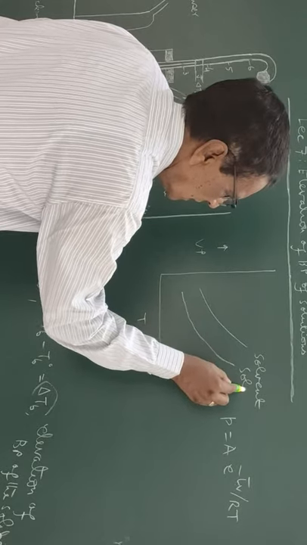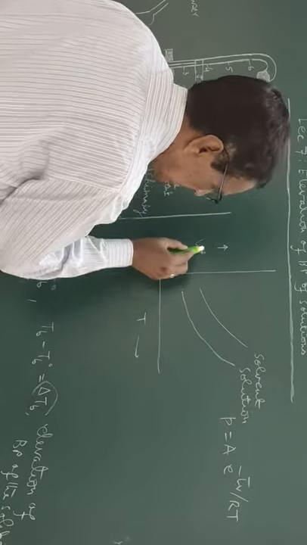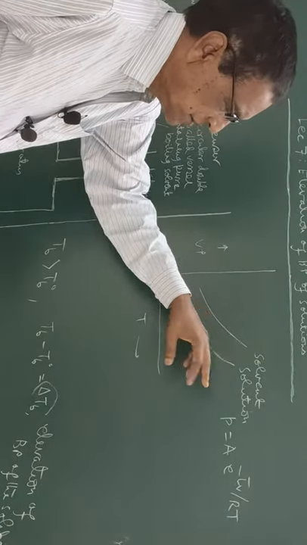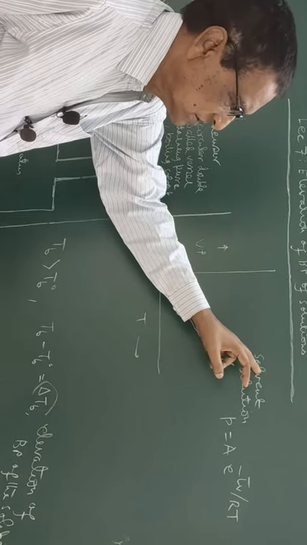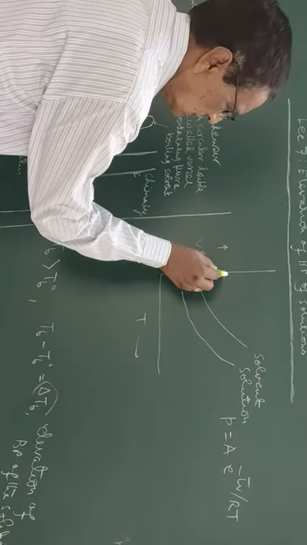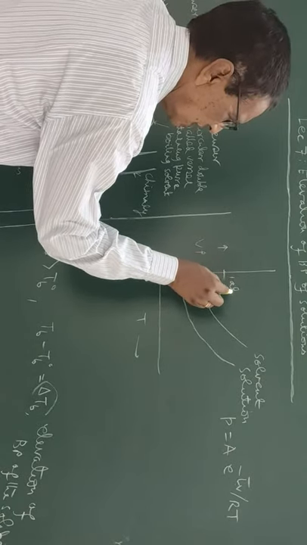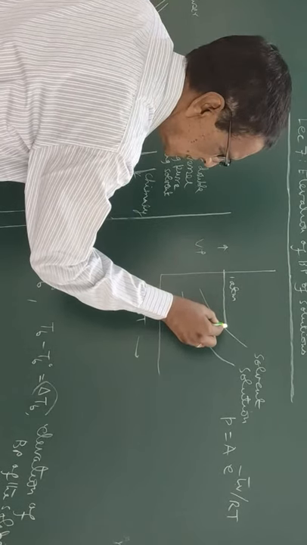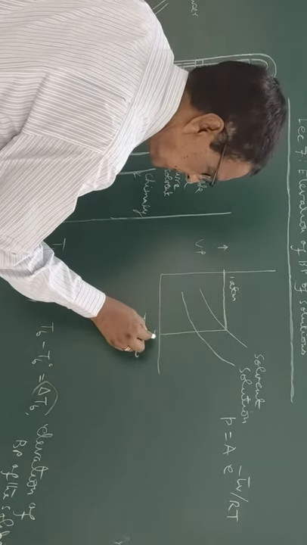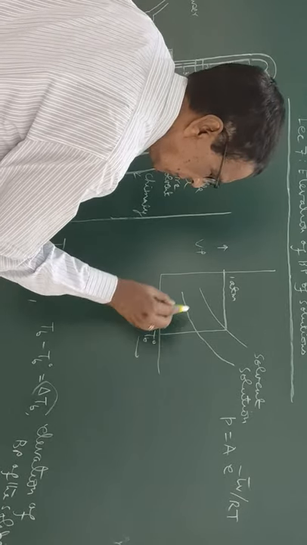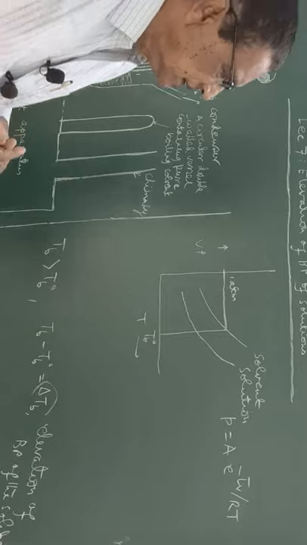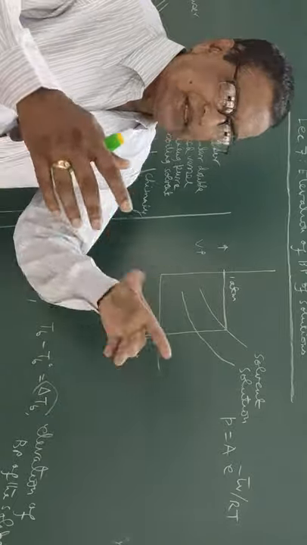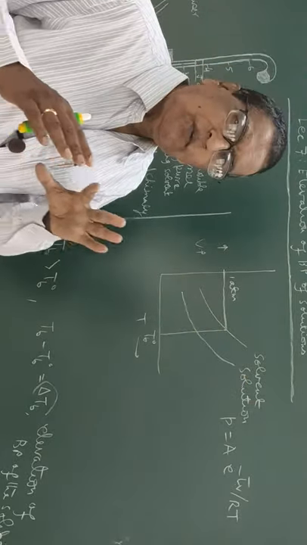This is the curve of vapor pressure versus temperature for this solution. At any temperature, the vapor pressure of the solution is lower than that of the pure solvent. Now, suppose this is one atmosphere. Whenever the external pressure is one atmosphere, this temperature TB naught is the boiling point of the pure solvent, since at this temperature the vapor pressure becomes equal to one atmosphere, and the pure solvent will boil.